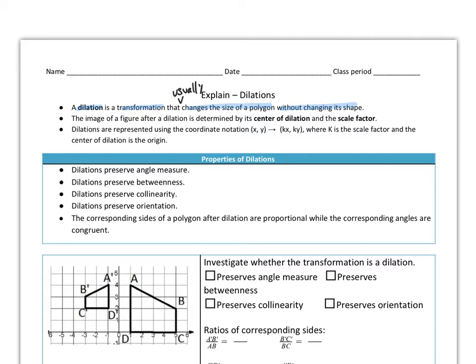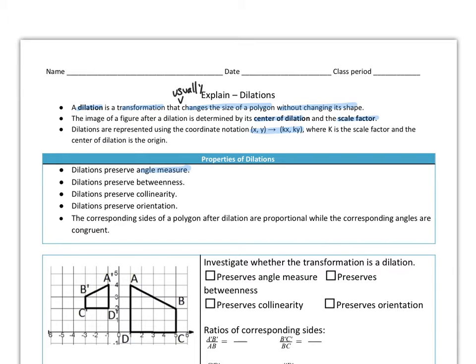There's a couple of things that determine what a dilation does. Those are the center of dilation and the scale factor. And dilations are represented using the coordinate notation shown here, where k is the scale factor and the center of dilation is the origin. Today we're going to be focusing primarily on dilations where the origin is the center of dilation.